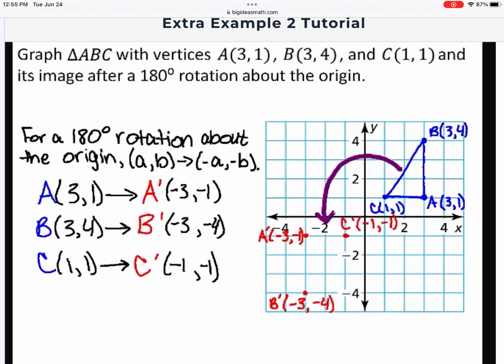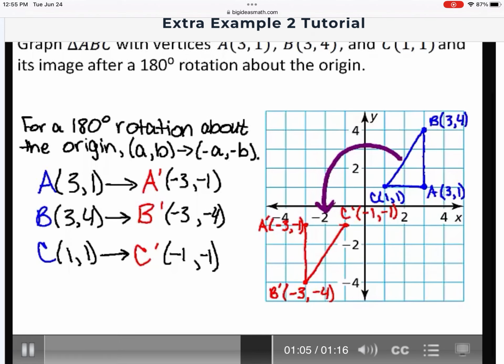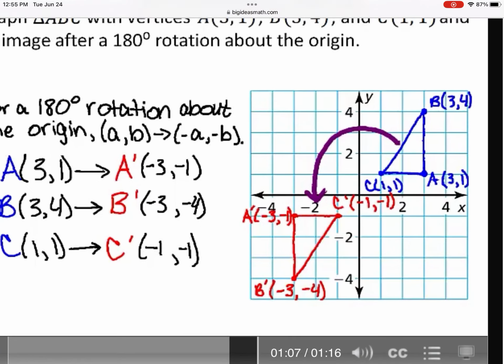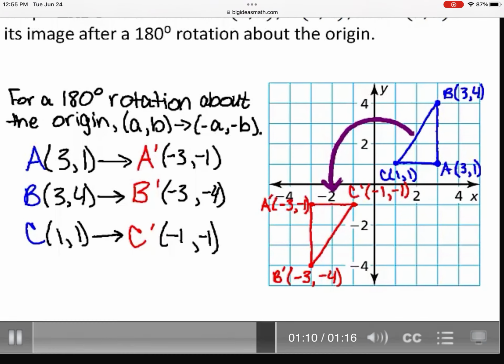To complete the graph of the image, draw line segments connecting the vertices. So triangle A'B'C' is the image of triangle ABC after a 180-degree rotation about the origin.